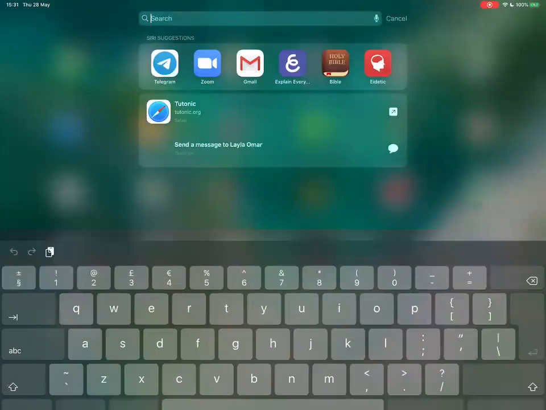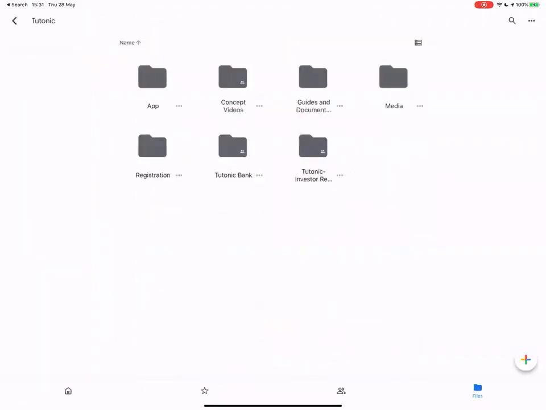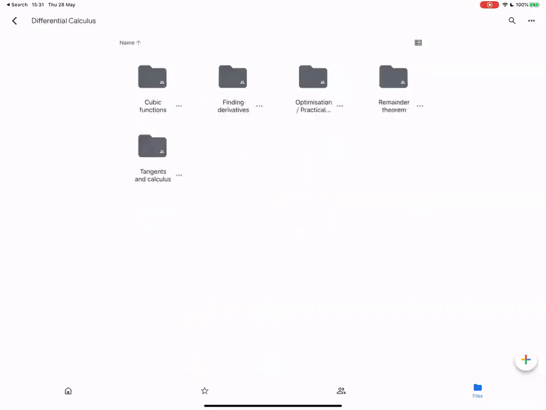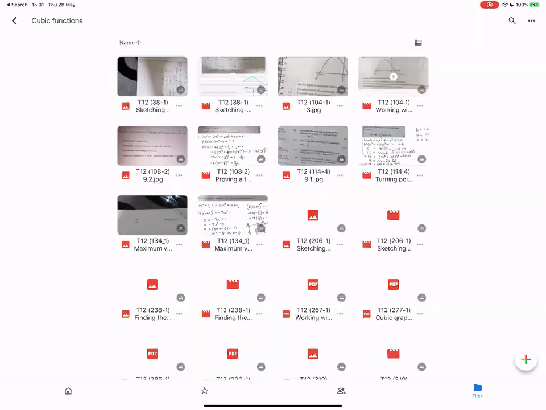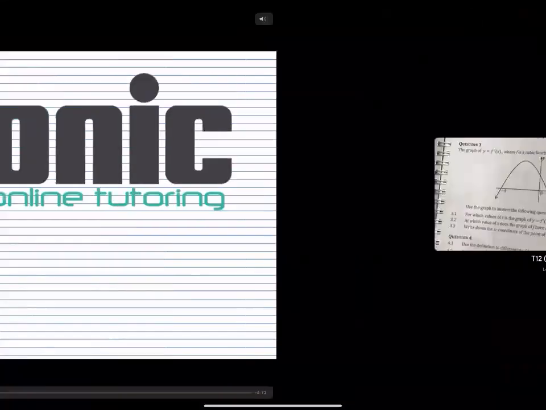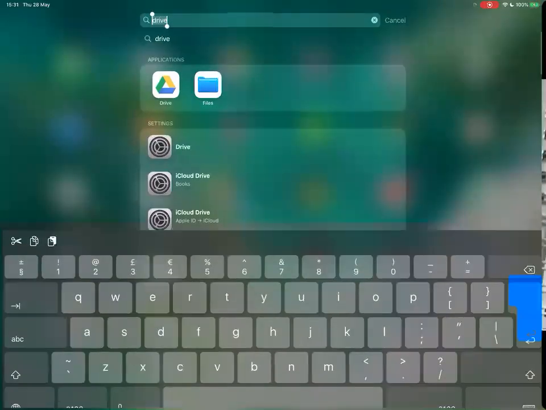The PDF with the globes. That's the concept map. But Tutonic also has a Tutonic Bank, which has past questions that we've received on different sections with the video solution next to it. So you can practice different questions with the video solution. And there's over 400 of these questions from the entire syllabus.